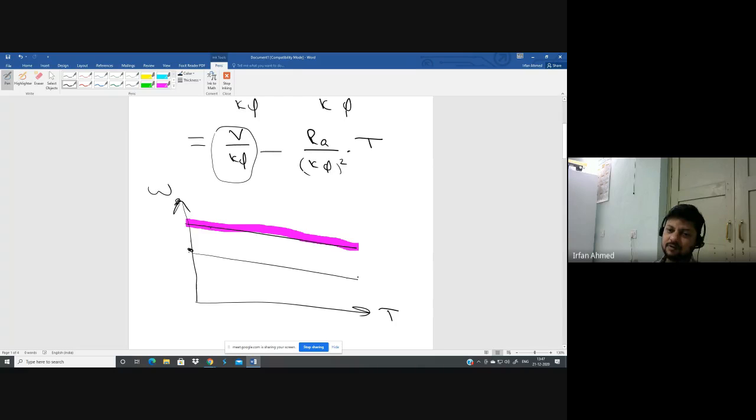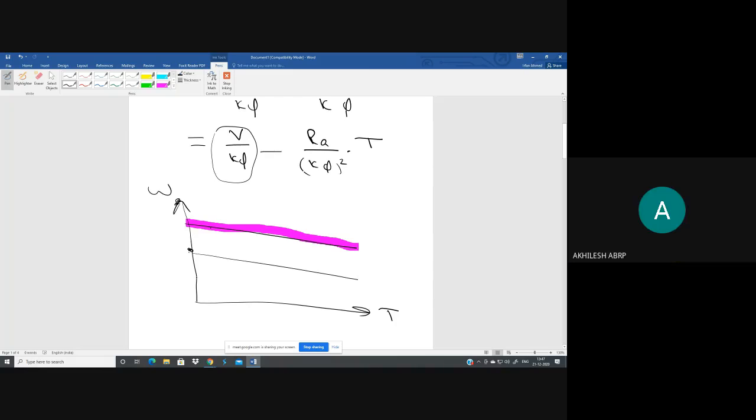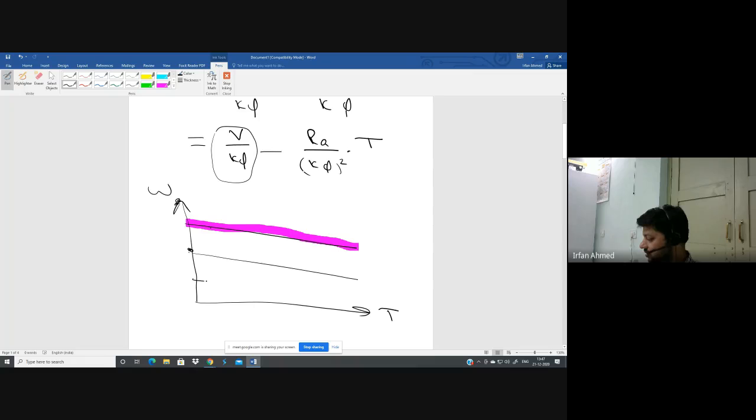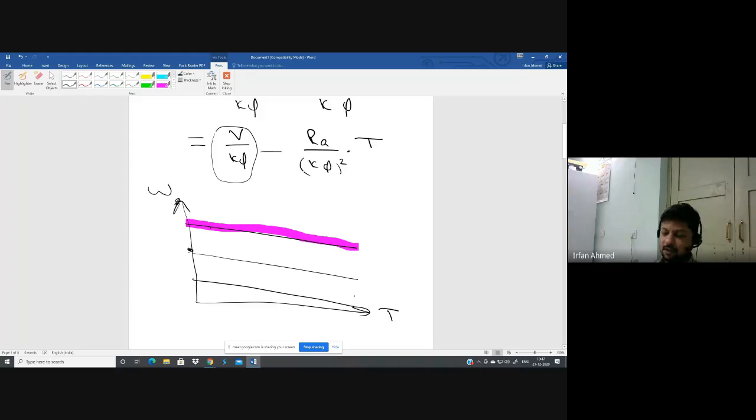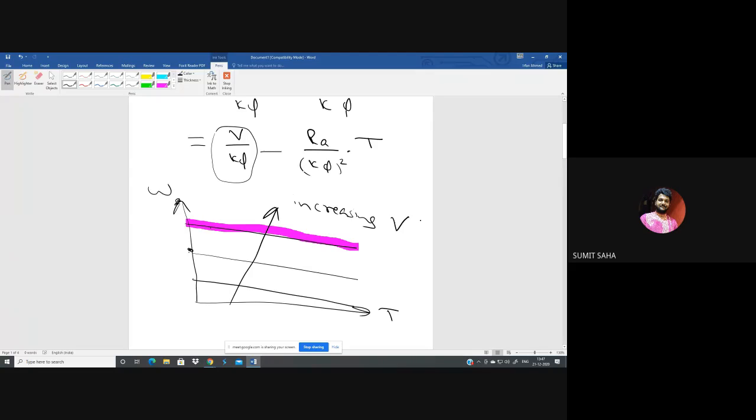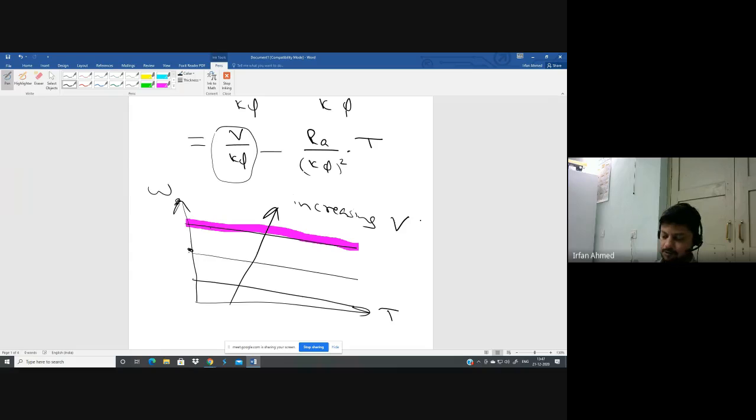Okay, everyone? If I decrease the voltage further, the characteristic keeps on shifting downwards. This is the characteristic with increasing value of voltage. And of course you cannot go beyond the rated voltage. Okay, any questions here?